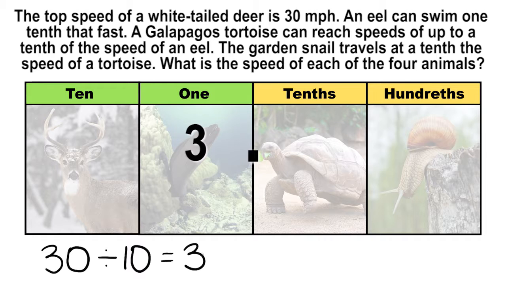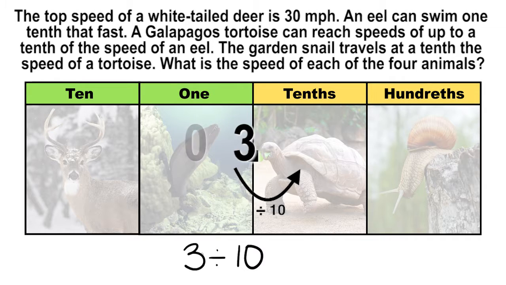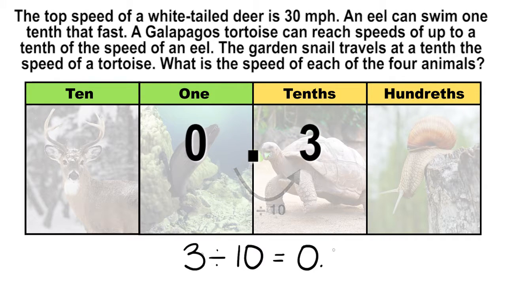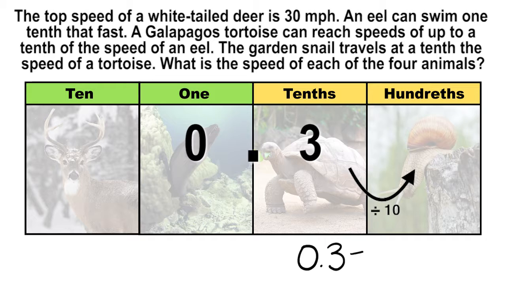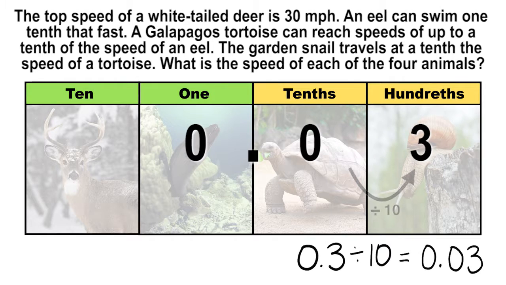Now that we know the eel swims 3 miles per hour, we need to find the speed of the tortoise, which is 1/10 of 3 miles per hour. Again, let's divide by 10. This will shift the digits to the right, and the answer is 3/10. So the tortoise travels 3/10 of a mile per hour. The snail's speed is 1/10 of the tortoise, so we will divide the 3/10 by 10. This will shift the digits one more place to the right, and the answer is 3/100. So the snail travels 3/100 of a mile per hour.